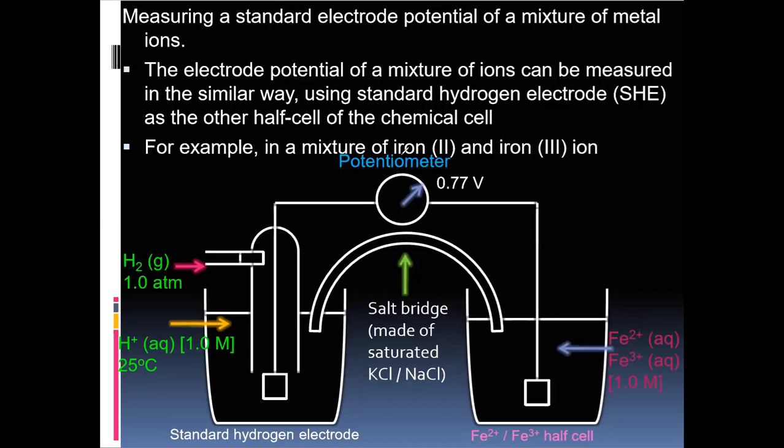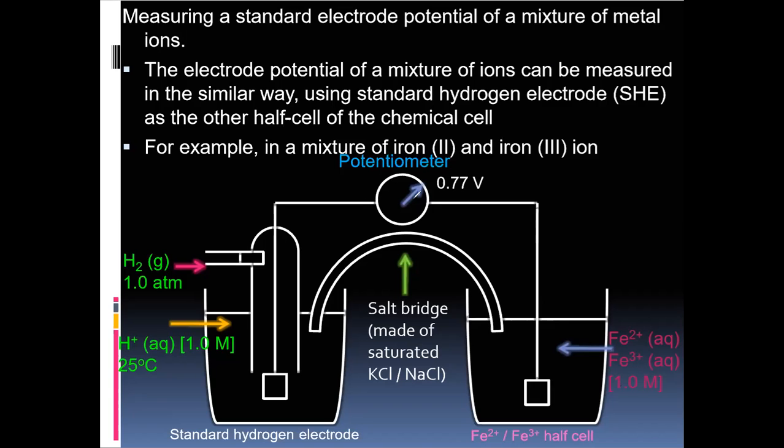For example, in a mixture of iron 3 and iron 2, which is what we have here, you can see in this solution we have both iron 3 and iron 2. We are using a platinum electrode in this case too. We are not using an iron electrode. These are electrolyte solutions which contain both iron 2 and iron 3 in the same concentration of 1 molarity.